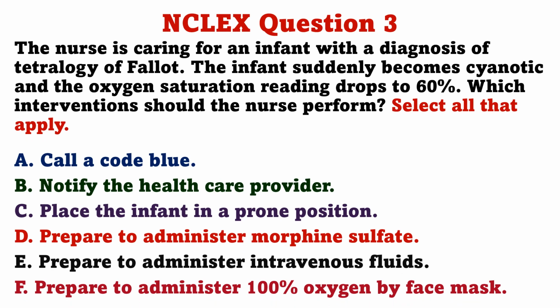Question 3. The nurse is caring for an infant with a diagnosis of tetralogy of Fallot. The infant suddenly becomes cyanotic, and the oxygen saturation reading drops to 60%. Which interventions should the nurse perform?